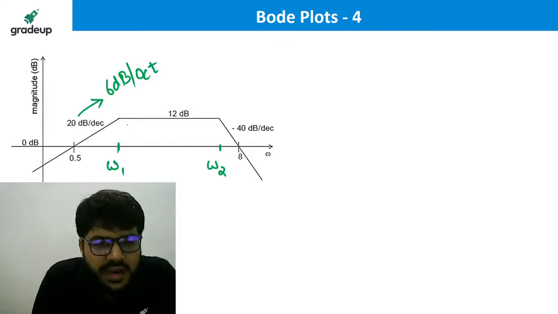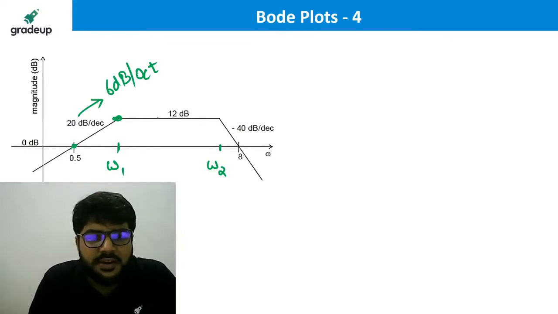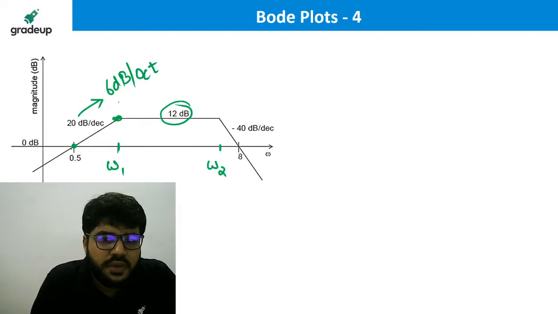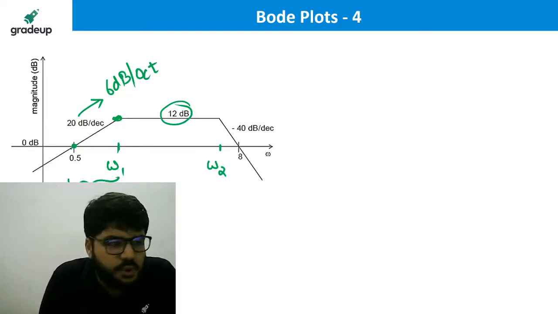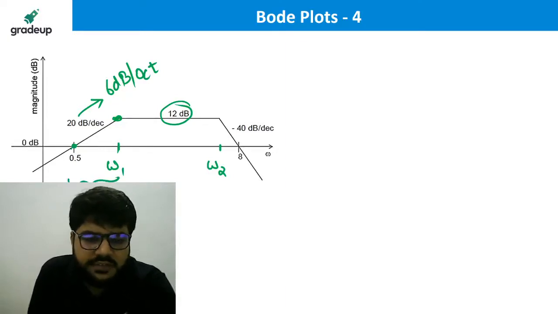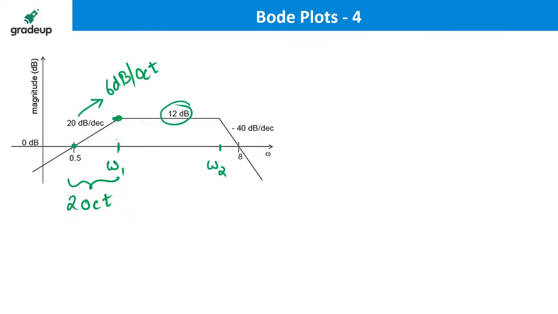Okay, so now look at this. This magnitude is 0 and this has become 12. This is on the x-axis and this is magnitude 12. So magnitude has changed by 12, and 12 dB will change for 2 octaves. Okay, so this portion should be 2 octaves, this one from 0.5 to omega 1.